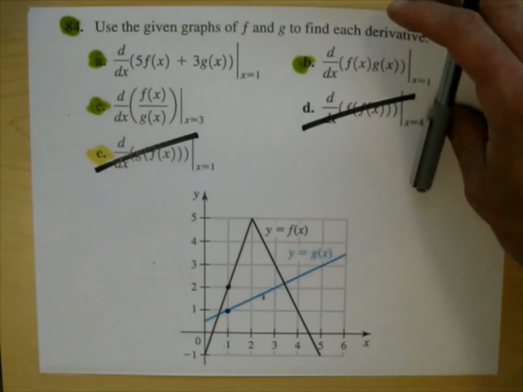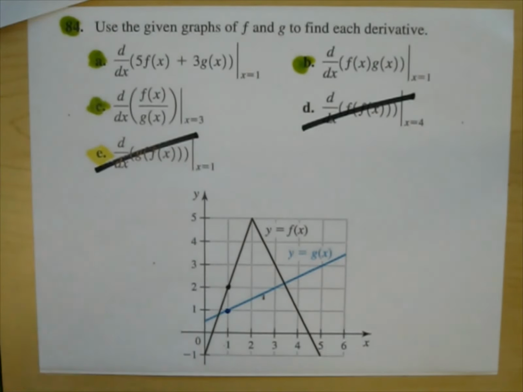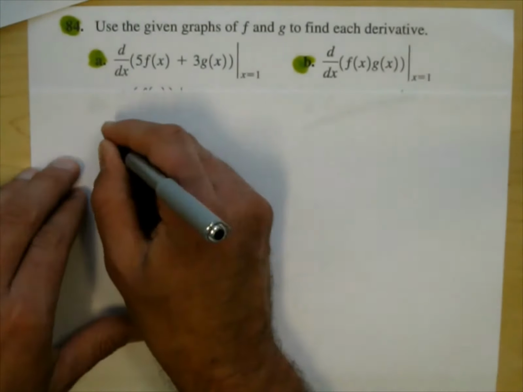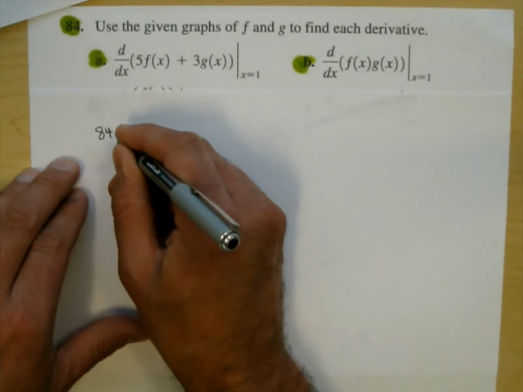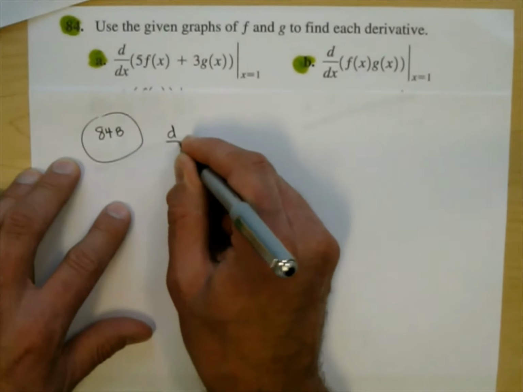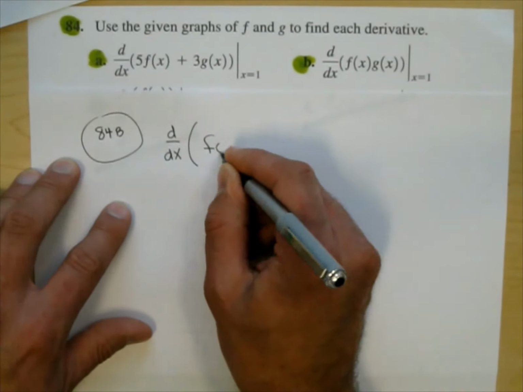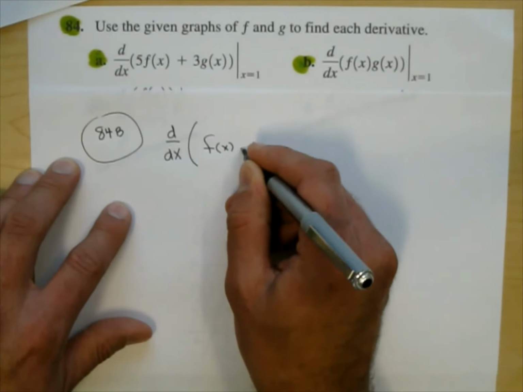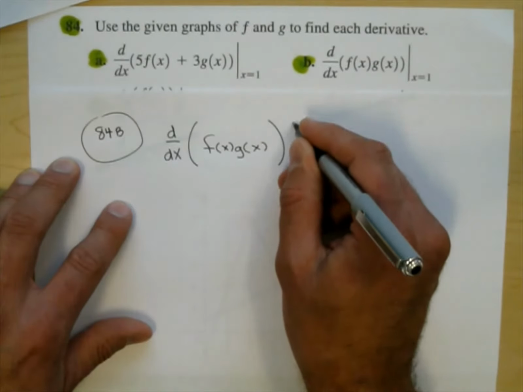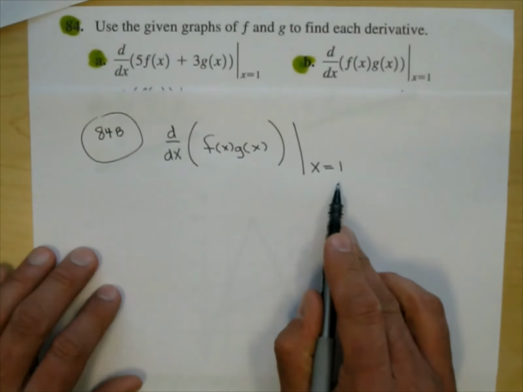Okay, let's do 84B and C. Those ones might be a little more challenging. I need another piece of paper here. So 84, we'll just put the B there. So this is the derivative of a product. So we have the product rule for this. And then this notation right here says just put x equals 1 into that after you get it done.